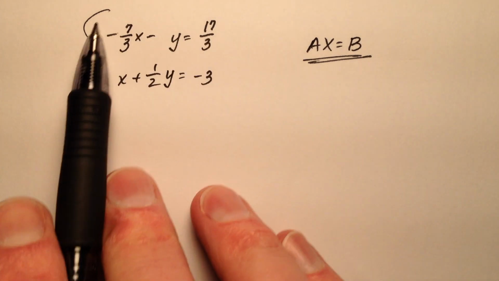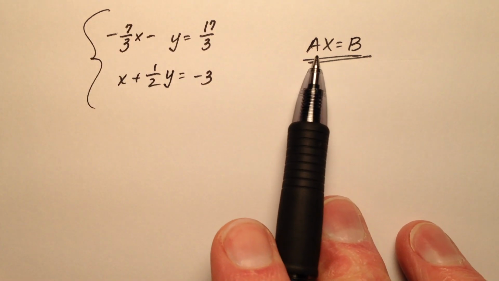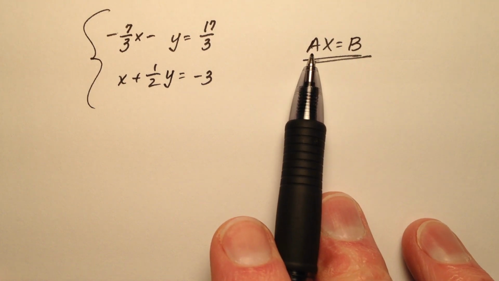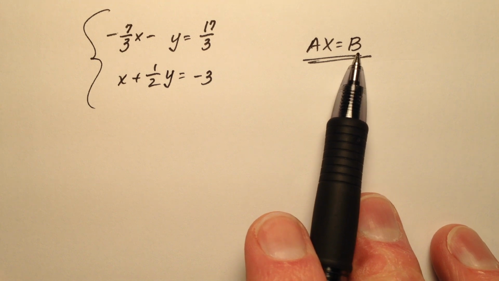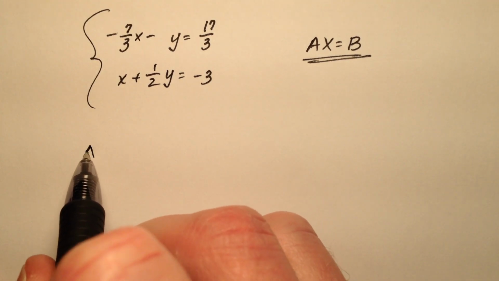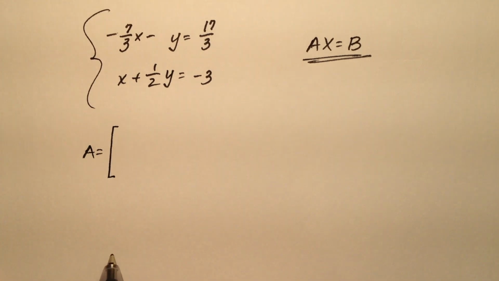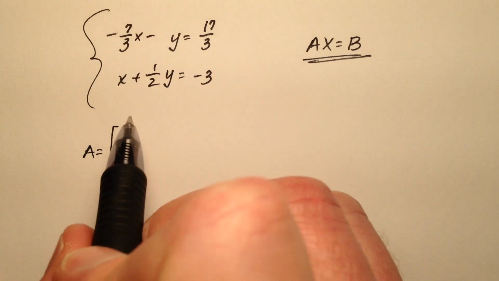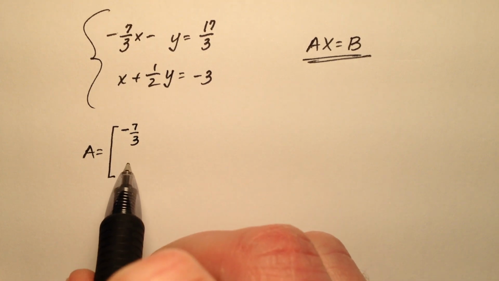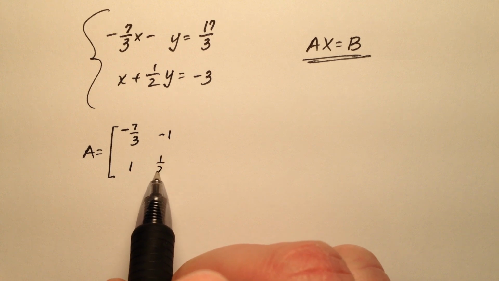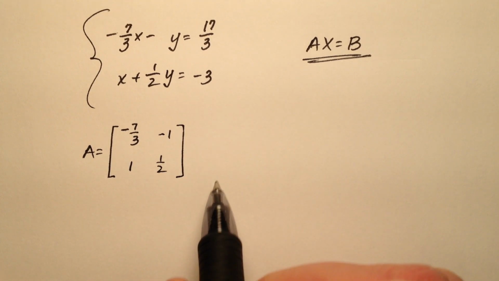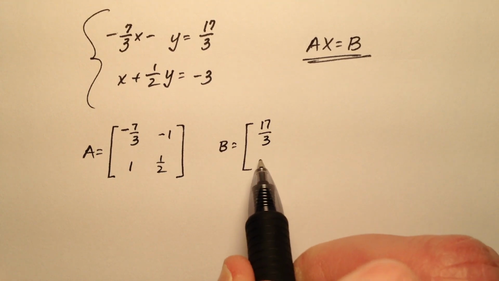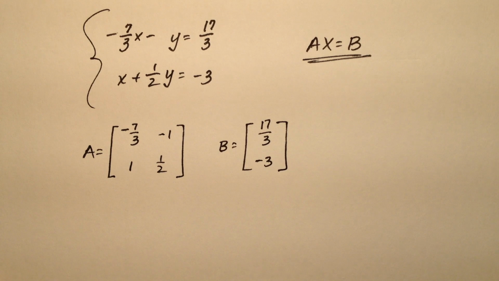Here, I'm going to solve this system of equations using my matrix equation AX equals B. So remember that A is going to be my coefficient matrix and B is going to be my constant matrix. So let's go ahead and write those down here. So A equals, and the columns are going to be the coefficients of my x's and y's respectively. So negative 7/3 and 1, and negative 1 and 1/2. And then the B is going to be 17/3 and negative 3.